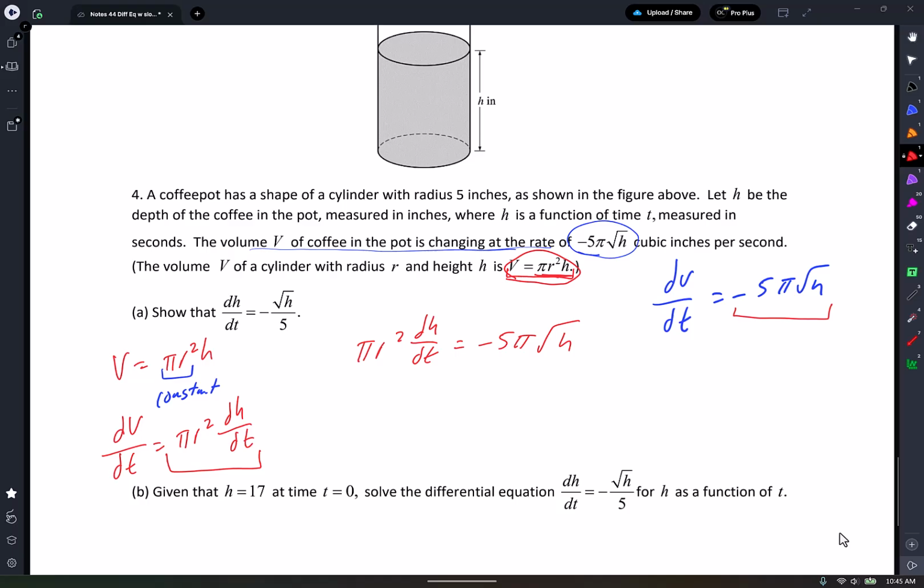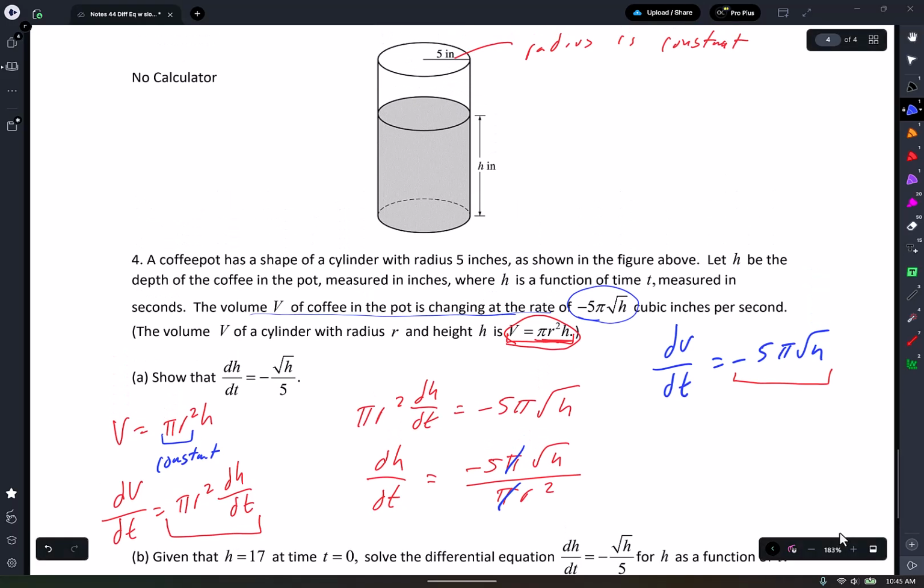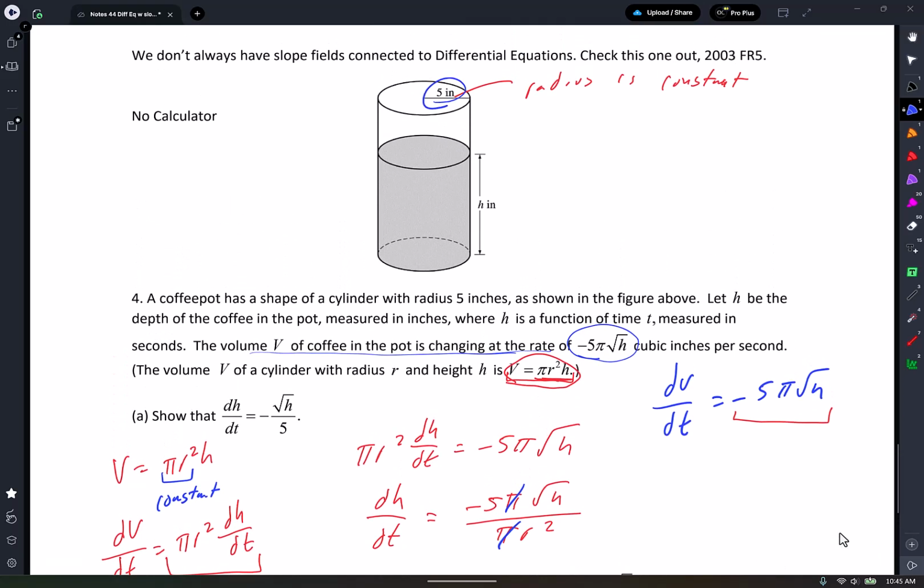You're done with calculus. All you're doing now is algebra. I want to solve for dh/dt, so I'm going to divide: dh/dt equals -5 pi square root of h over pi r squared. Yes, cancel out the pi's. Bam, bam. And I know that r is a constant. What is my r? 5. r equals 5, so just plug it in.